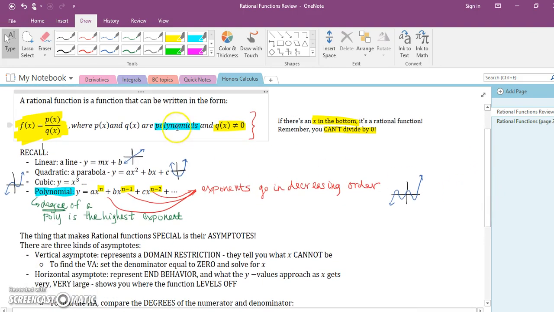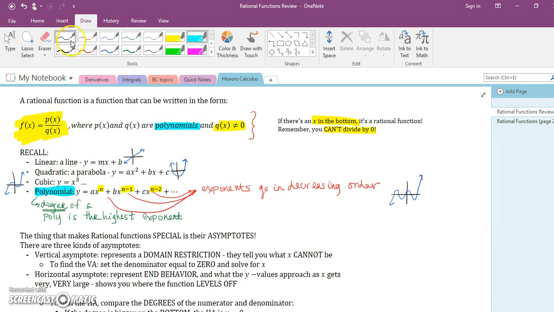Now, this definition refers to a polynomial. So just recall several function types now. Linear functions are lines, quadratics are parabolas, cubics are anything with an x cubed, and it keeps going downwards. A polynomial is any function that goes in decreasing order with the exponents. The exponents are whole numbers. I should add this, they're whole numbers. They go in decreasing order. They can't be decimals or fractions.